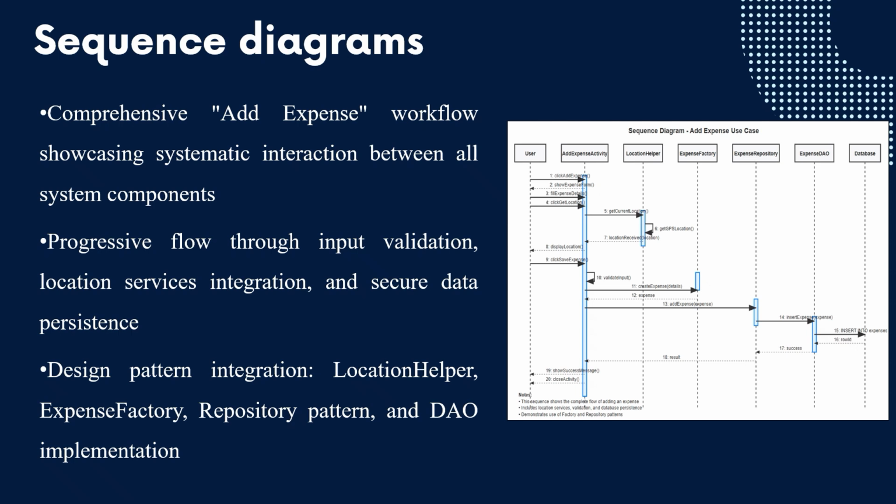The usage progress is as follows: the interaction starts with the user interface through input validation, location services implemented through the location helper, and object creation using the expense factory. The process is rounded off with repository pattern data manipulation and expense DAO data storing procedures.